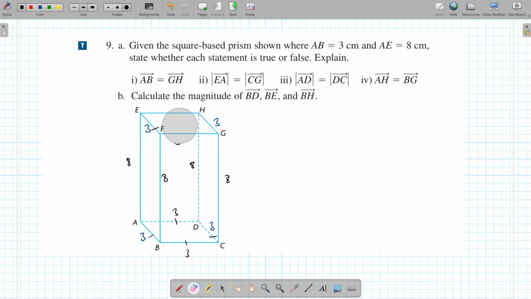I'm just going to make this a little bit cleaner. So just remember, these 4 down here are 3, and these are 8 units, all of them. All right, so that's our sketch. State whether each of the statements is true or false. AB is equal to GH, true or false?